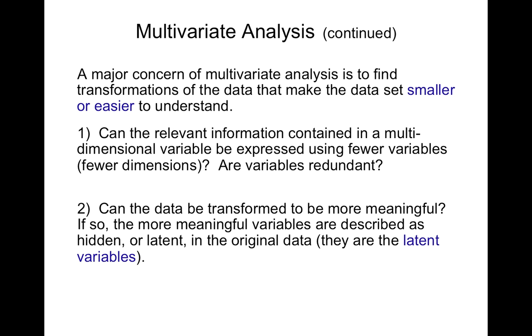A major concern in multivariate analysis is to find transformations of the data that will make the data set smaller or easier to understand. So there are a couple of questions that you ask here. The first question is, can the relevant information contained in a multidimensional variable be expressed using fewer variables or fewer dimensions? In other words, are any of the variables redundant? Secondly, can the data be transformed to be more meaningful? If so, the more meaningful variables are described as the hidden or latent variables in the original data. So they're the latent variables.